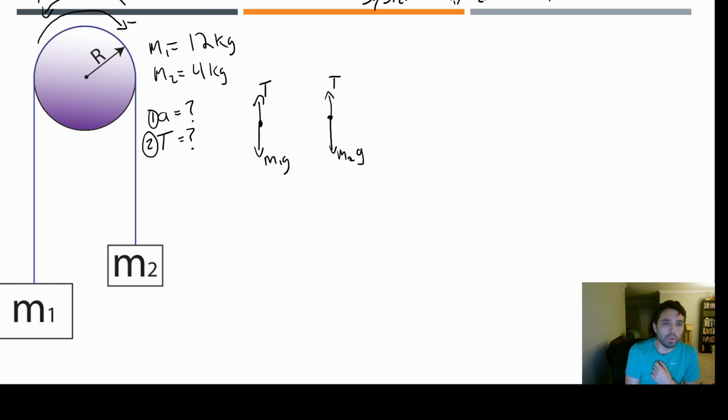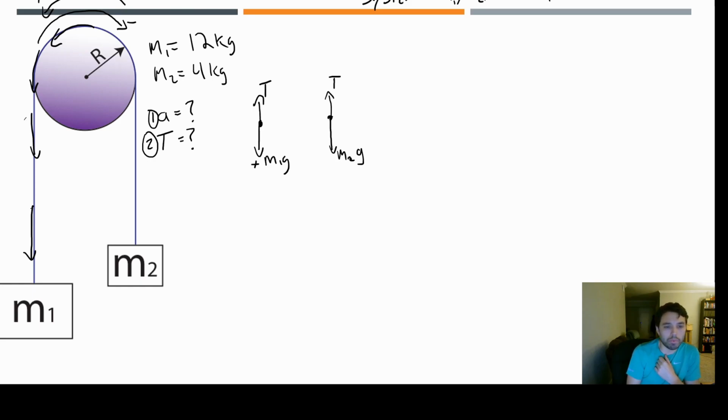So let's look at the weight force of M1. If you trace it back up the pulley, we know the weight force on M1 is going down this way, down the rope this way. If you trace it back, you see how it's going around in a counterclockwise fashion around the pulley? So we're going to call this one positive.